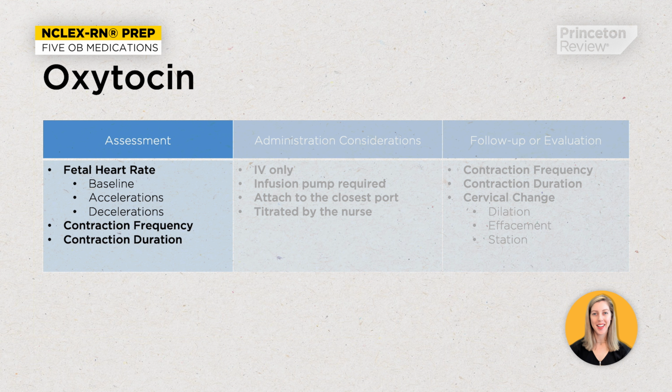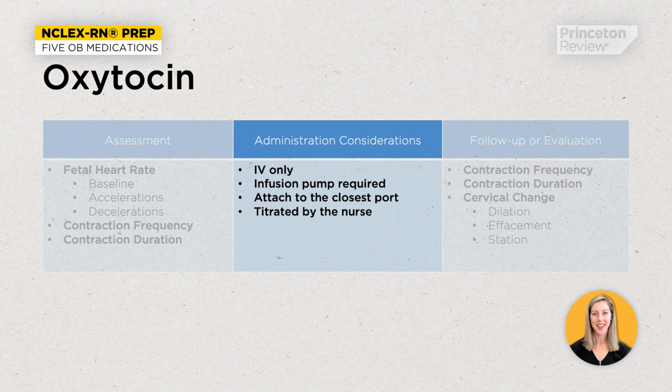For assessment, when you give oxytocin for induction or augmentation of labor, the nurse should continually assess fetal well-being and contraction patterns. One of the risks of oxytocin is uterine hyperstimulation. This means that the uterus contracts too frequently or for too long. Hyperstimulation places too much stress on the uterus and can negatively affect fetal oxygenation. So it's important to assess the fetal heart rate, contraction frequency, and contraction duration.